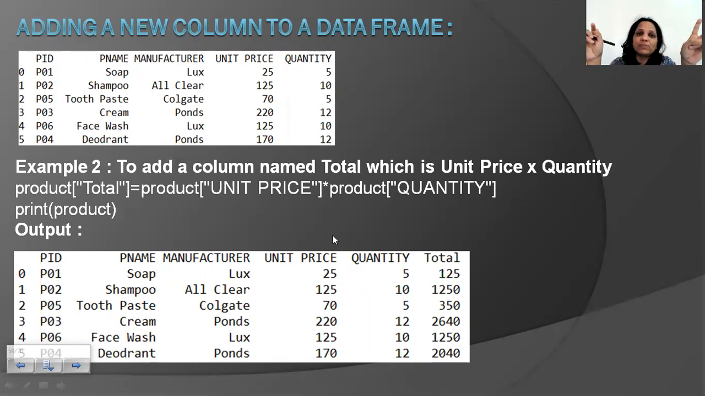Now, in both these examples, we saw that the new column created is the last one. What if I wanted a particular column to be the second column or the third column?